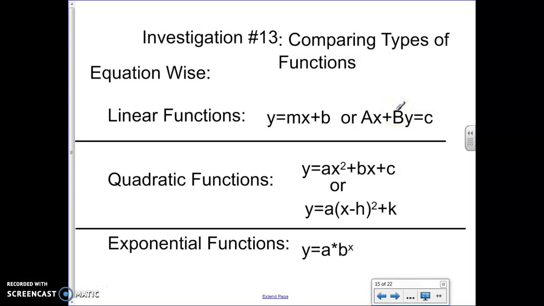All right, guys, so we are looking at different types of functions. We're going to be comparing linear functions, quadratics, and exponential functions. And the first way that we're going to look at it is in regards to the different types of forms that you might see them.